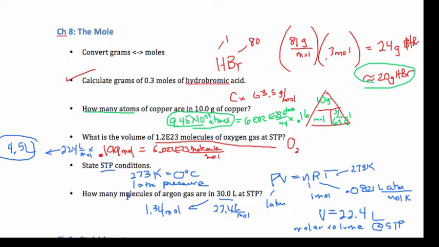And then how many molecules? Well, it's actually atoms of argon gas. That makes me want to use Avogadro's number. I have 6.022 times 10 to the 23 argons per mole, and that will lead to my answer, times 6.022 times 10 to the 23, and I'll get, I need 3 sig figs, 8.07 times 10 to the 23 argon atoms. And that's your practice for Chapter 8.